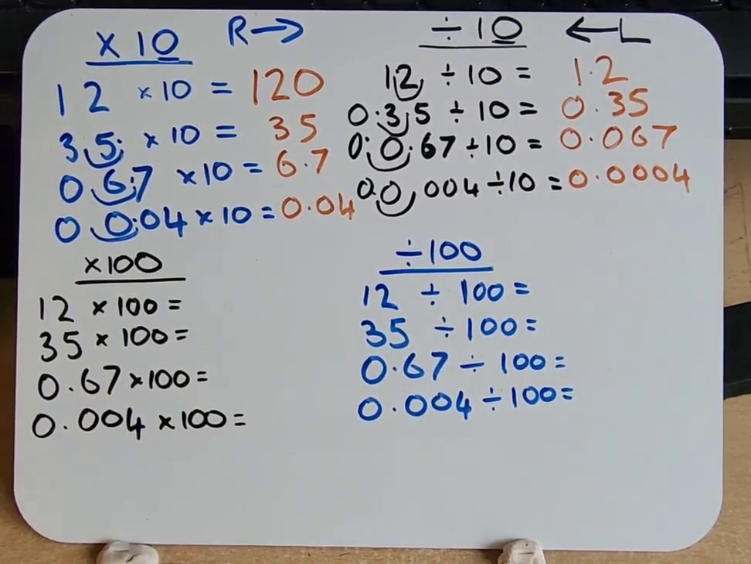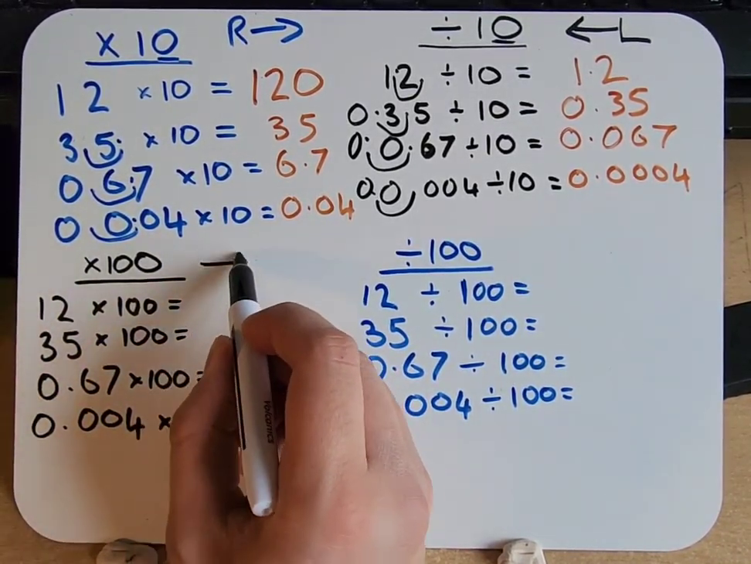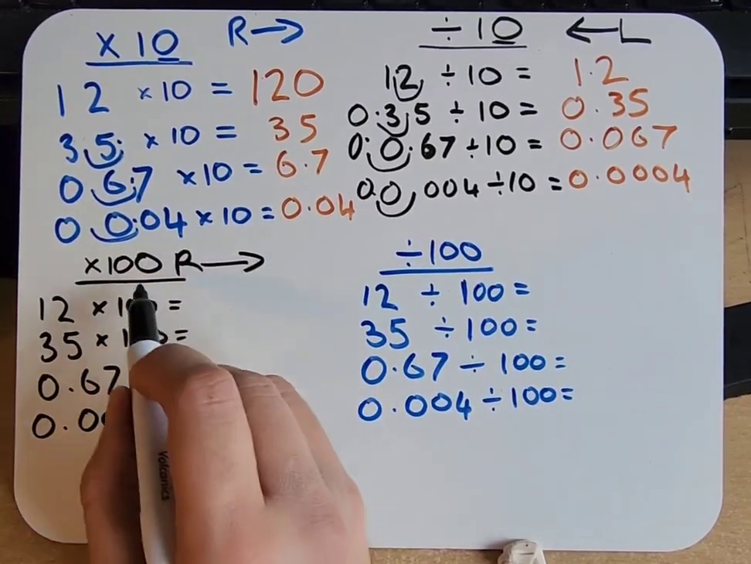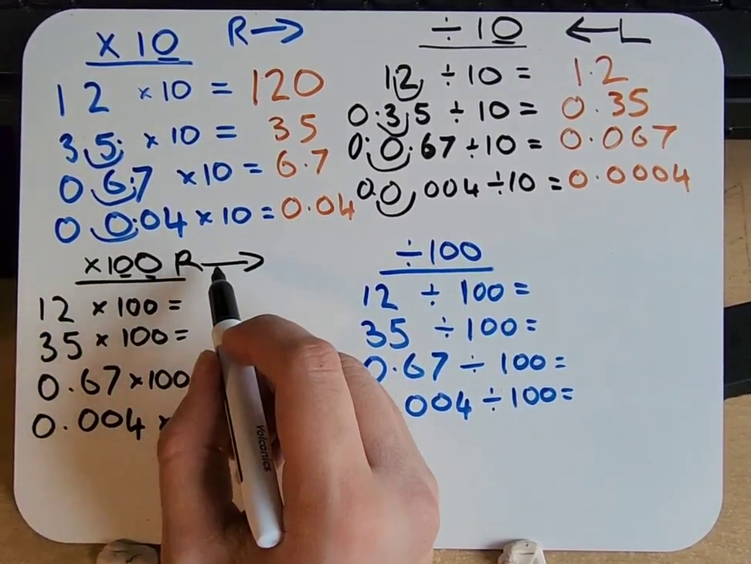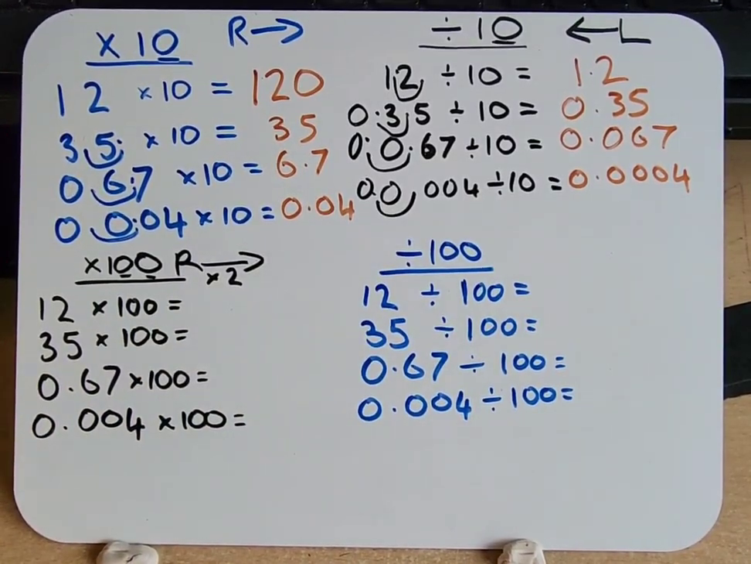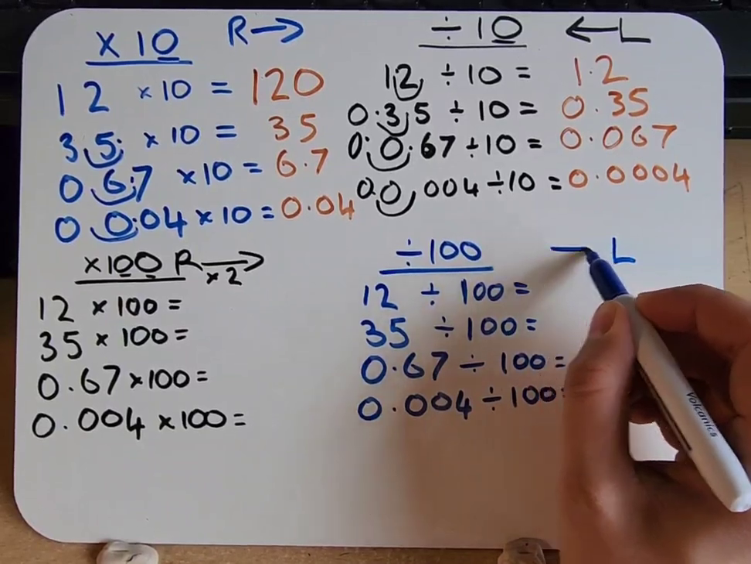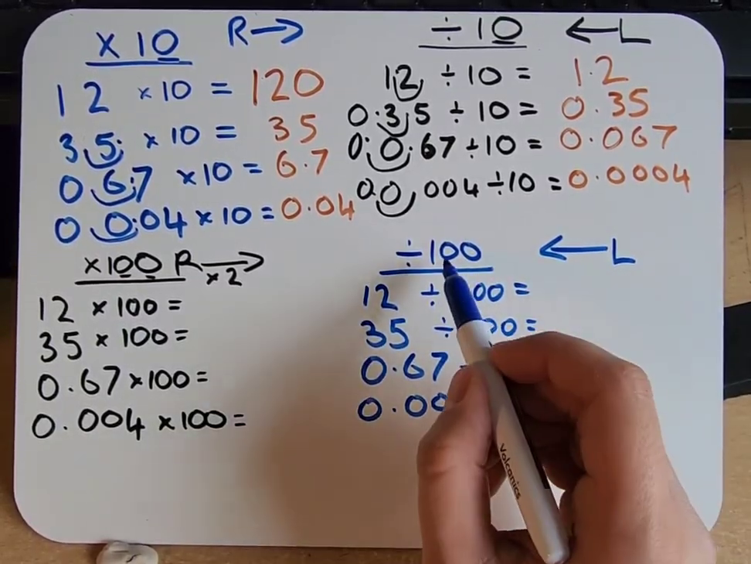So when we're multiplying by 100, we should be moving to the right. How many times? Well, there's 2 zeros, so twice. When we're dividing by 100, we should be moving to the left. How many times?